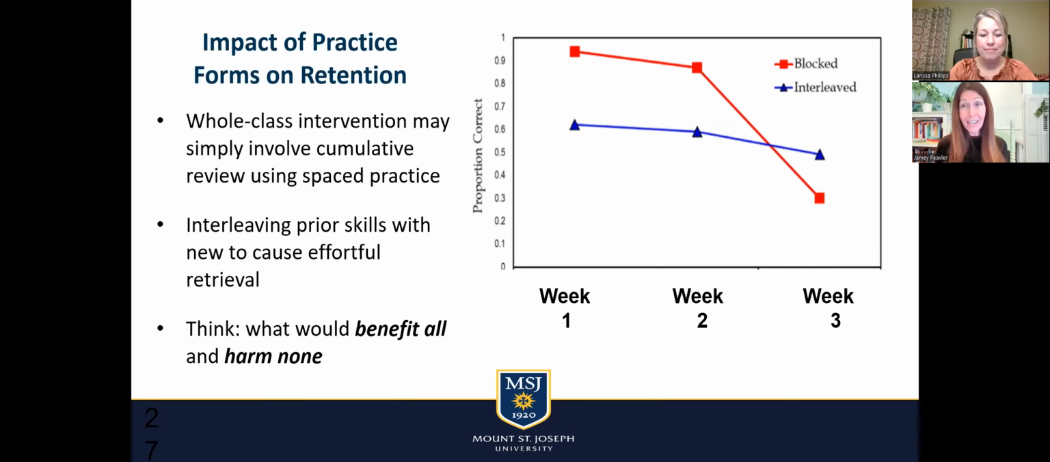So there is an advantage to blocked practice. When I'm teaching a new skill, it is great for students to do that blocked practice because I want them to increase their accuracy and their automaticity. I want them to get the flow of what they're doing. But I can't only do that type of practice because look at what happens to that red line.